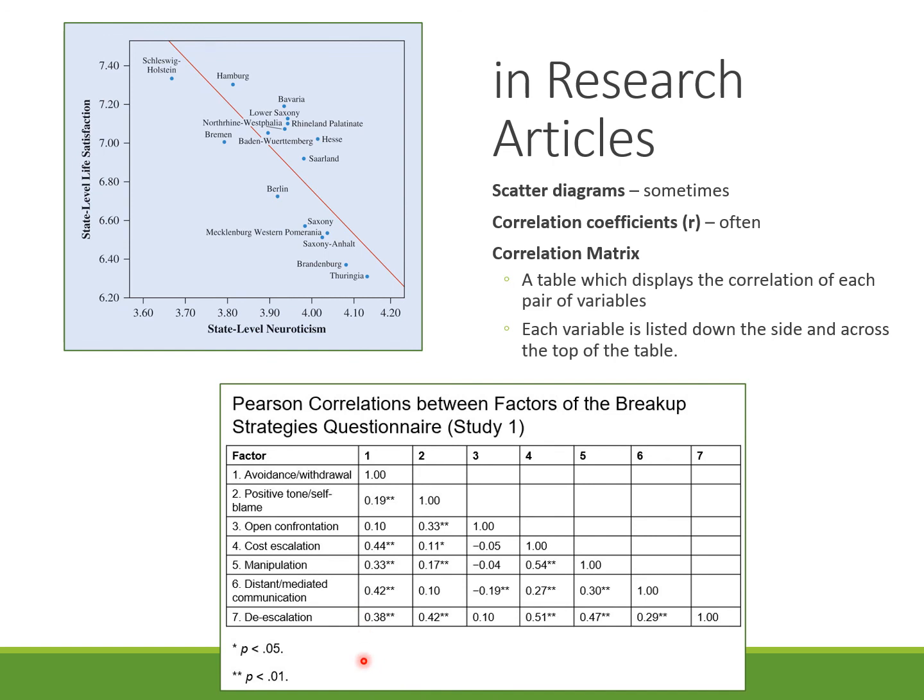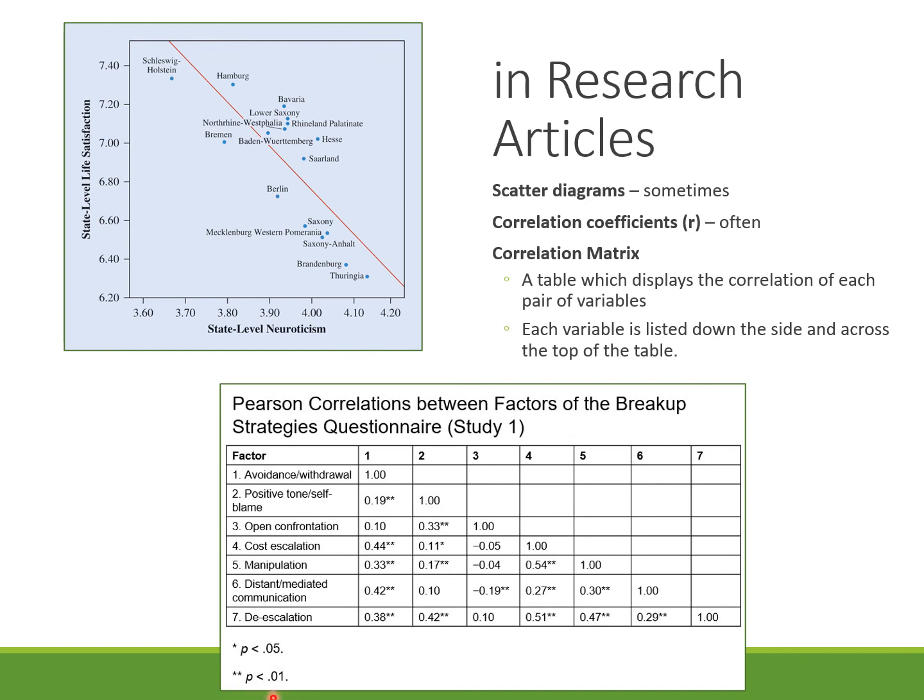Okay, so these are the correlations between positive tone and self-blame. Okay, I need my glasses, huh? Okay, let's look at that. Yeah, positive tone and self-blame with avoidance and withdrawal is a small correlation. We have open confrontation with avoidance withdrawal, small correlation. We have cost escalation with avoidance withdrawal. It is a large correlation.